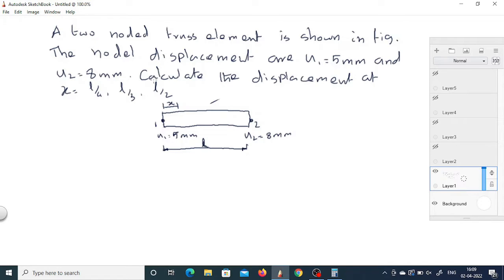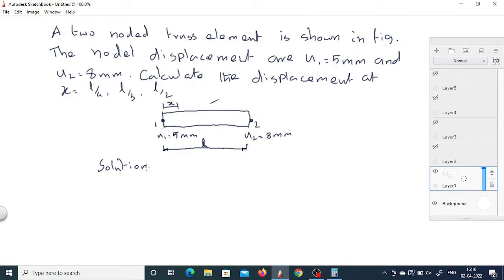From this problem they ask to calculate the displacement at different points, which are x equal to L by 4, x equal to L by 3 and x equal to L by 2. So how can we identify these displacements with the aid of finite element analysis? Let's see. Here the solution can be started from the formula utilization.